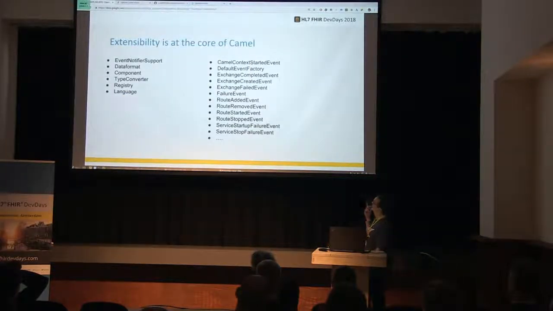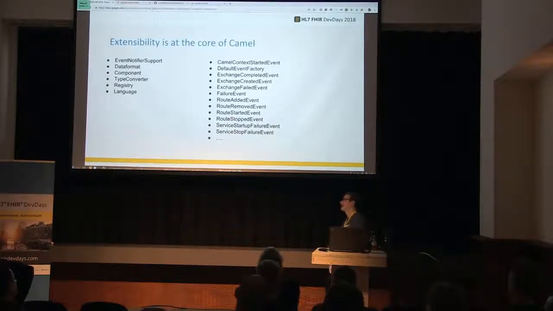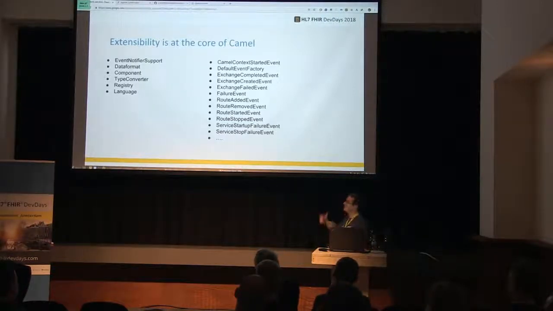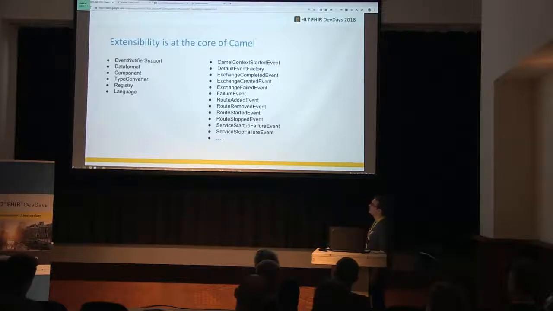Here are some of the things that you can implement. So as I said earlier, the component one. So if you have a proprietary HL7 server, you can definitely implement your own component, and you don't have to push it to GitHub or anything. You can just keep it wherever you like. We have our registry, for example. So if you want to fetch some resources somewhere, you can implement your registry interface. Data formats, your language, so you have your V2 Terser, but if you want another one, you can implement one.